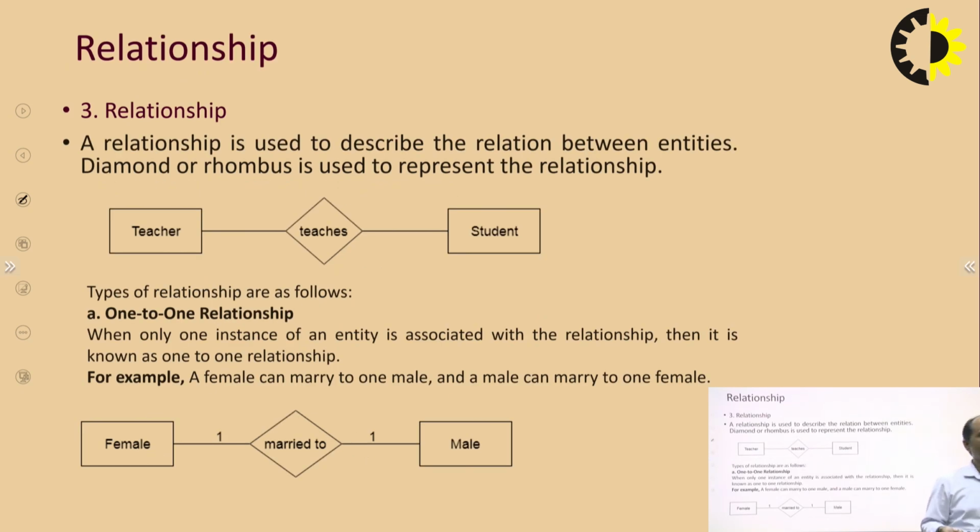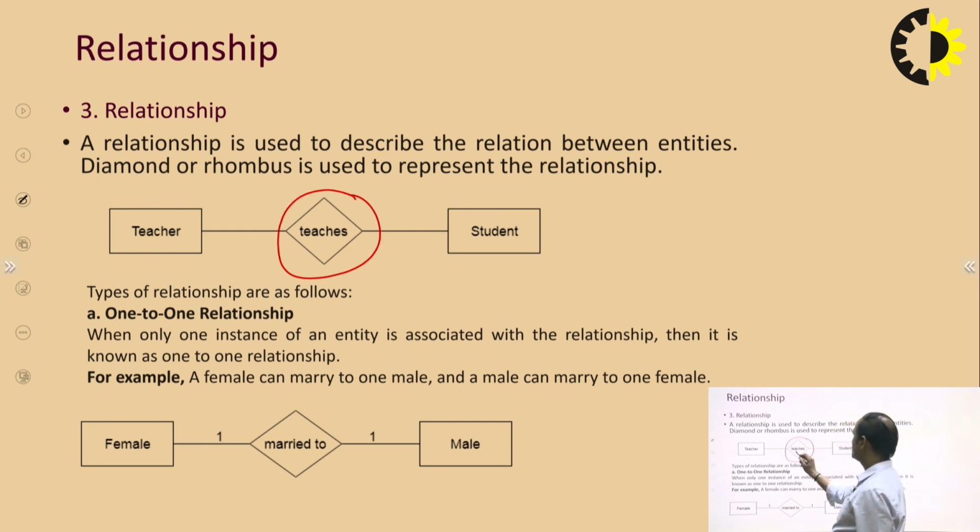And now we can discuss the relation. What is a relationship? A relationship is used to describe the relation between entities, and between these entities we show a diamond shape to represent the relationship. Suppose we have the example of teacher and student. We have described the relation teaches. The teacher teaches the student, and teaches is the relationship, and we show the diamond shape.